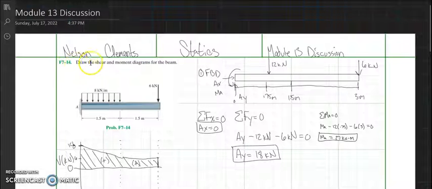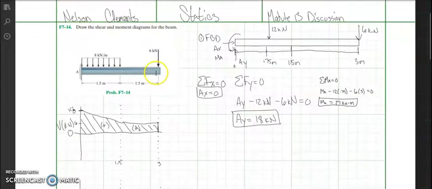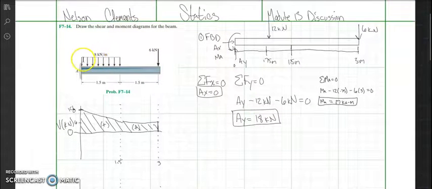Problem 7-14 says draw the shear and moment diagrams for the beam. Here we can see the beam. It's got a distributed load of 8 kilonewtons per meter over 1.5 meters, and then it's got a point load here of 6 kilonewtons, 3 meters away from point A.